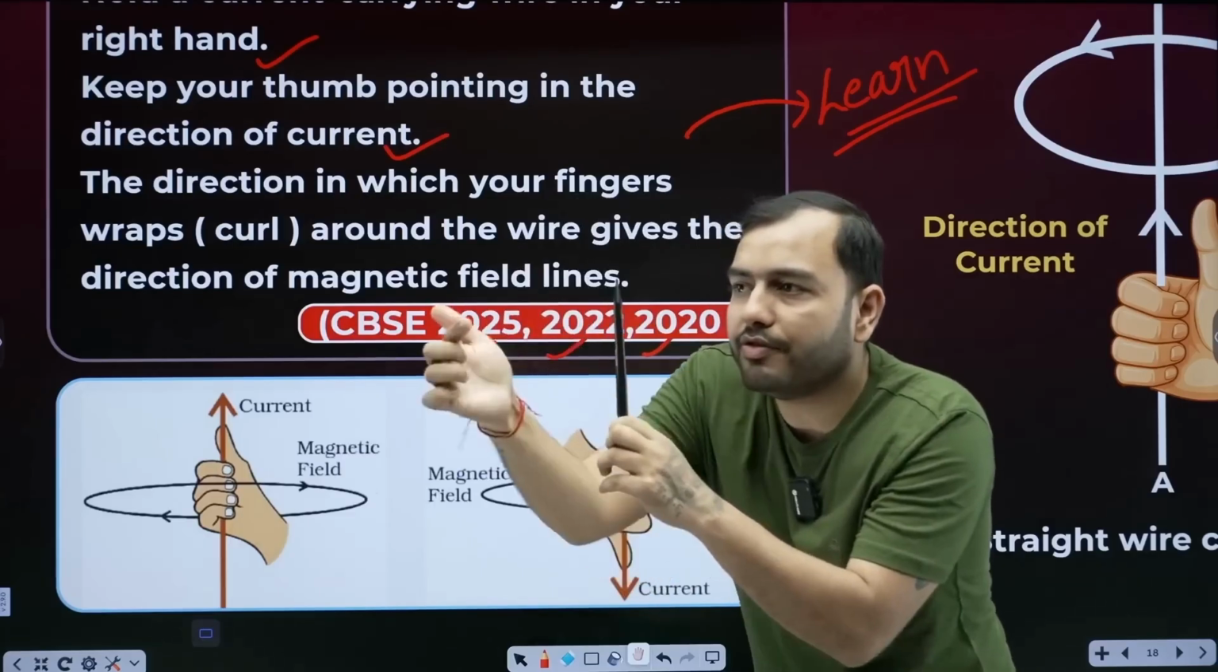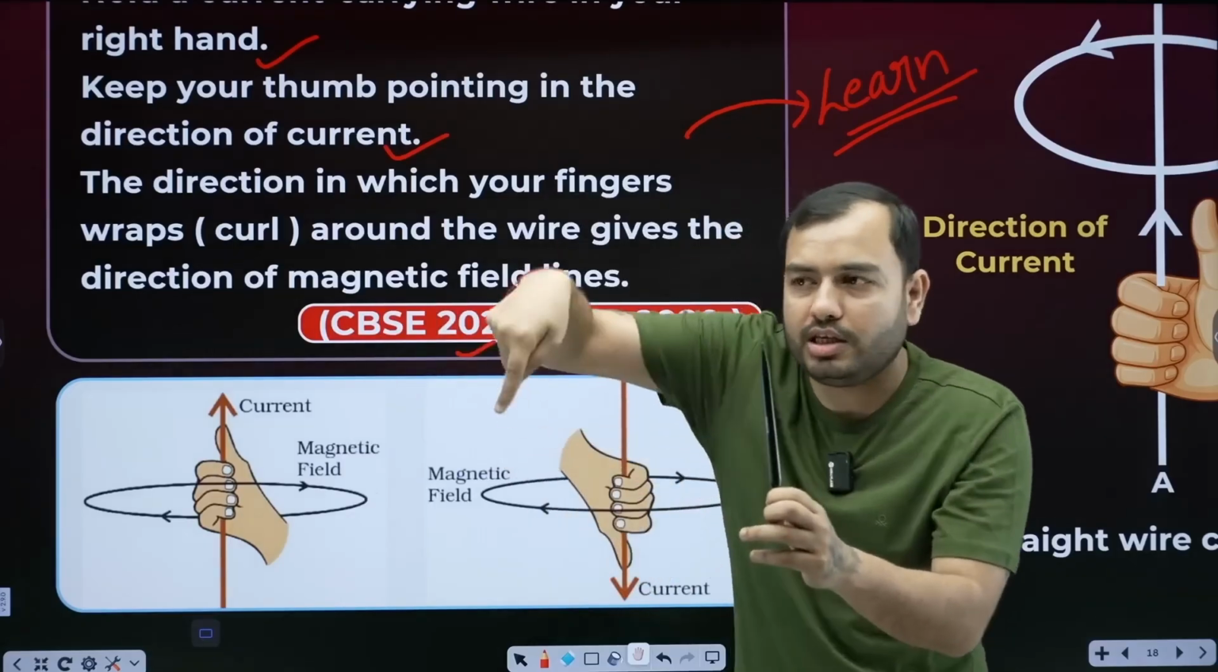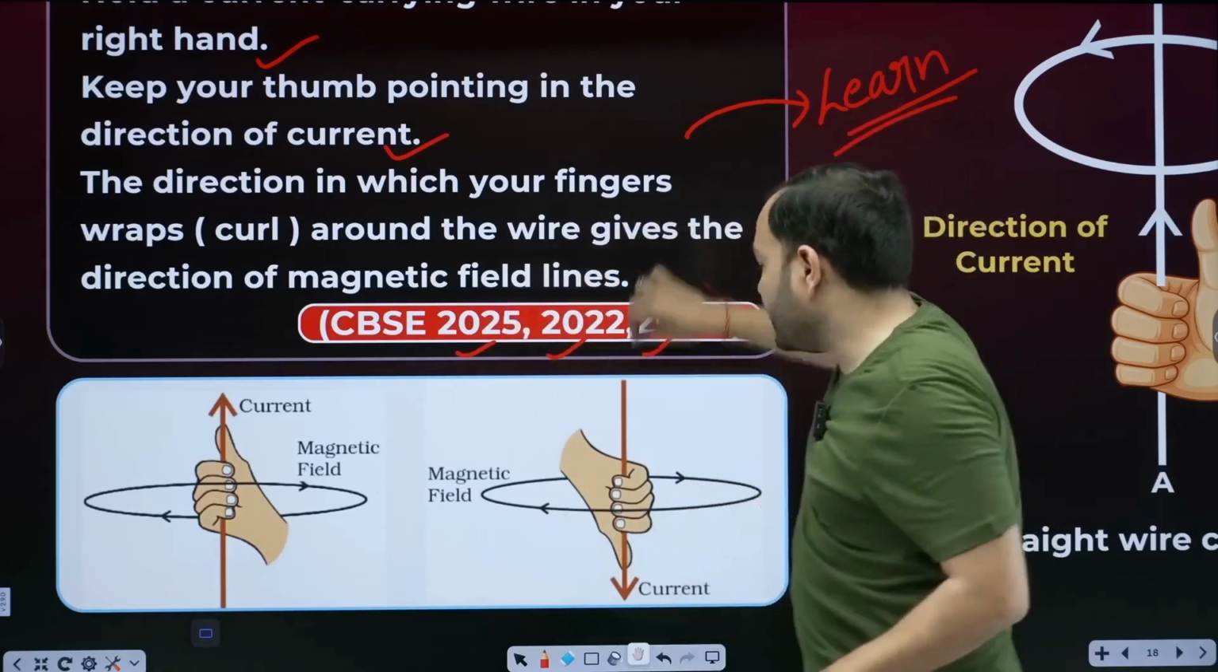It went this way, magnetic field. Here this way, magnetic field. Here this way, magnetic field. And this, how has it become? A circular magnetic field.